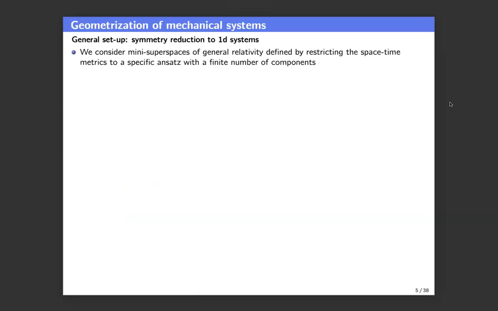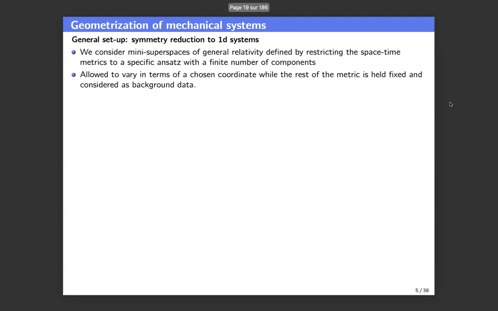Okay. So the general setup will be the one of symmetry reduction, down to a 1D system. So we consider the mini-superspace of general relativity defined by restricting the space-time metric to a specific ansatz with a finite number of components. And by this, I mean that I'm allowed to vary in terms of the chosen coordinate while the rest of the metric is held fixed and considered as background data.